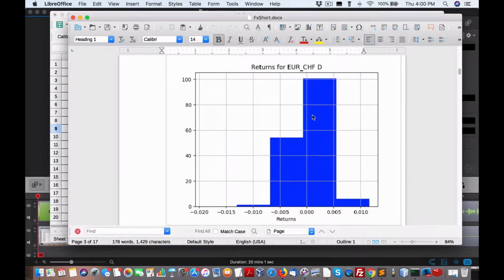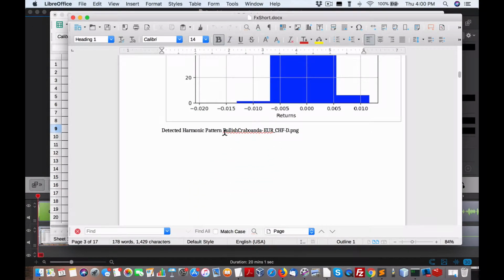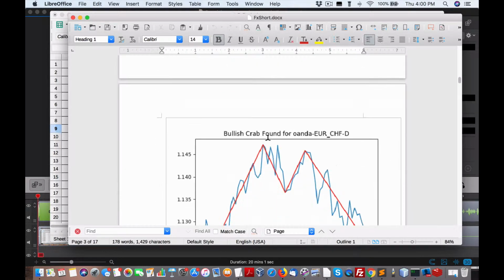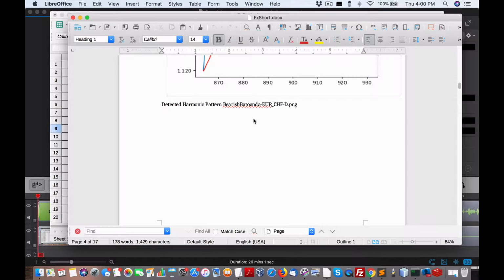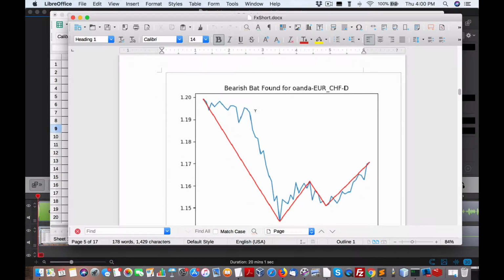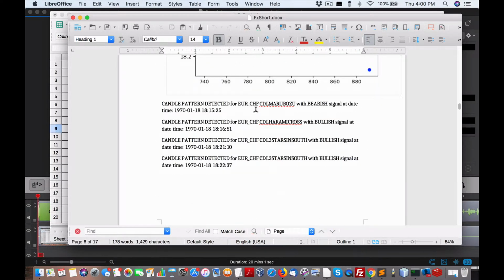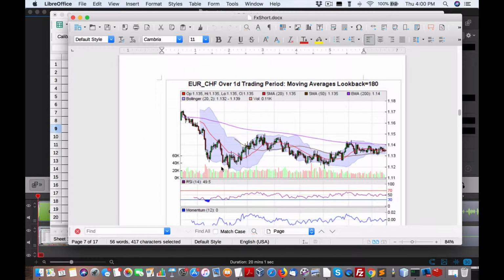You can see here evenly distributed with the daily returns. Here we have a bullish crab, a bullish harmonic. So this is where they contradict each other. Again, detected a bearish. So this will cancel each other out, the bearish and bullish harmonics. I just wouldn't even pay attention to it. Here's some activity, 4 bullish candles. No, these are wrong.